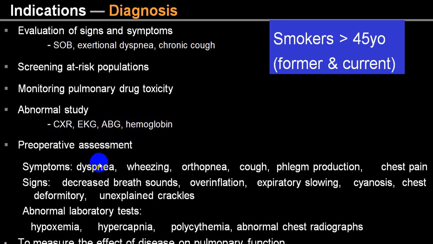Some of the symptoms like dyspnea, wheezing, orthopnea, cough, sputum, that is expectoration, chest pain, signs like bronchi, overinflation, prolonged expiration, cyanosis, chest deformity, unexplained crackles, or there is an abnormality in ABG like hypoxemia, hypercapnia. In laboratory parameters, there is polycythemia, there is an abnormal X-ray chest, etc. You can go for PFT.